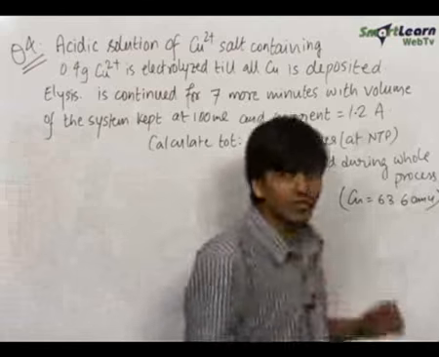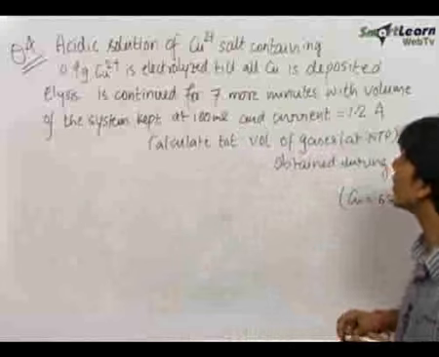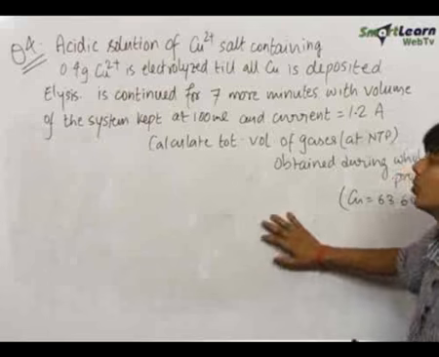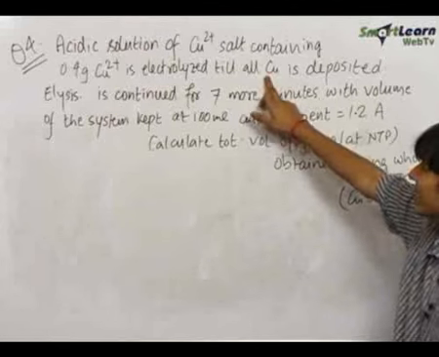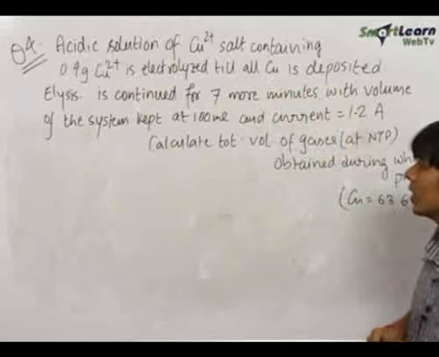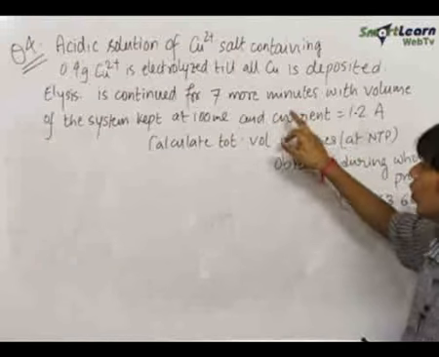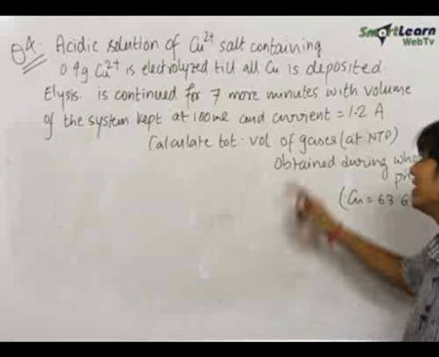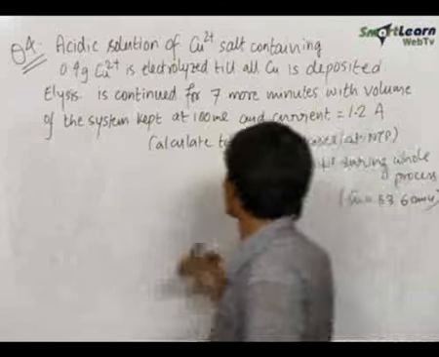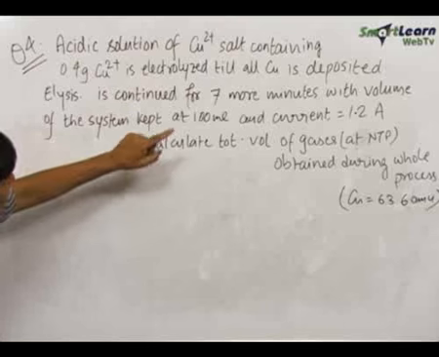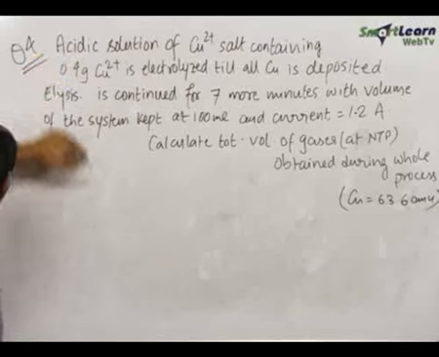The fourth question that we have is a pretty interesting and a very important problem. We have an acidic solution of copper 2 plus salt containing 0.4 grams of copper 2 plus ion, which is electrolyzed till all the copper is deposited. Now electrolysis continued for 7 more minutes after this, with volume of the system kept constant at 100 ml and current equal to 1.2 amperes. We need to find out the total volume of the gases at NTP obtained during the whole process.